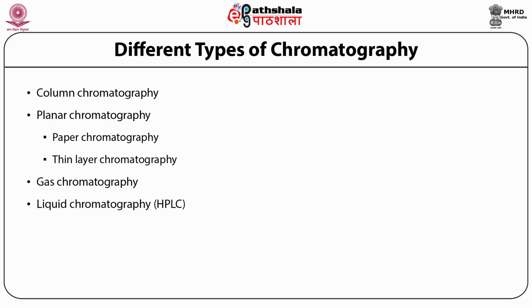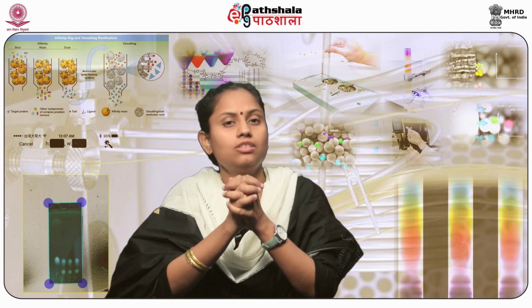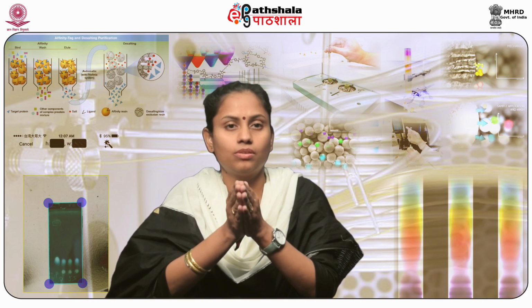Liquid chromatography is rapidly and commonly used. An example of this is high performance liquid chromatography, that is HPLC. Another type of chromatography is supercritical liquid chromatography. Then there is size exclusion chromatography and ion exchange chromatography. So students, in this module, I'll be talking about ion exchange chromatography.